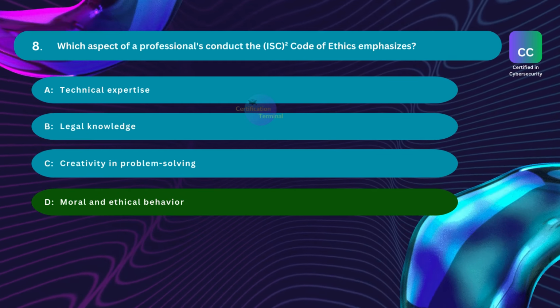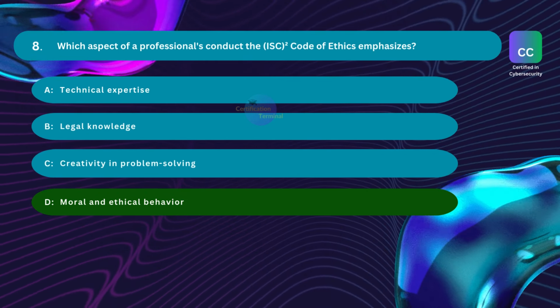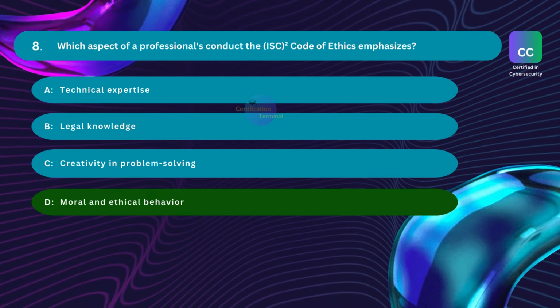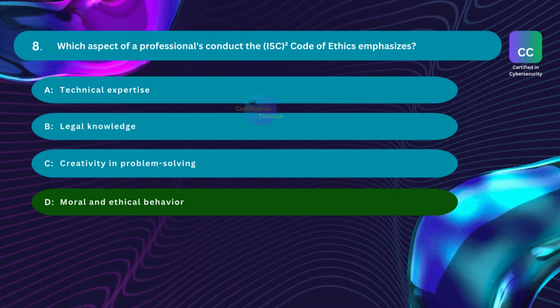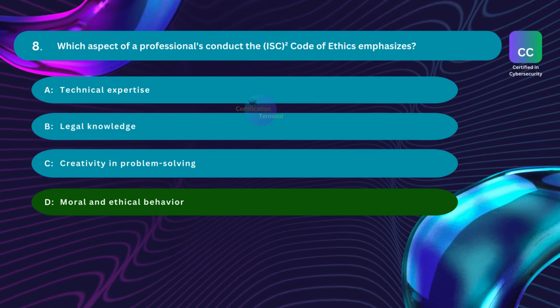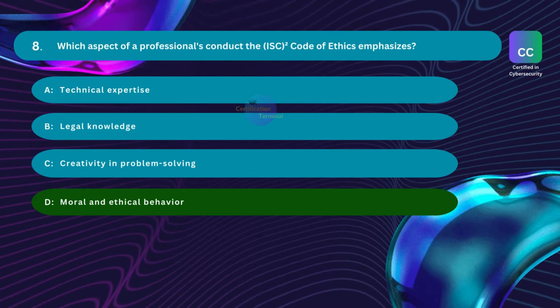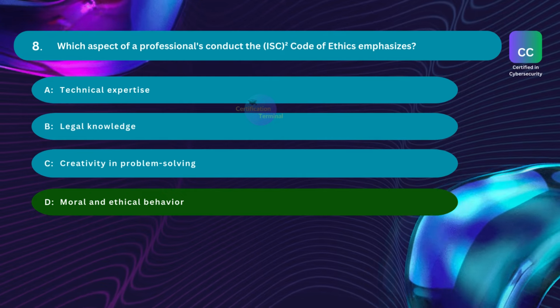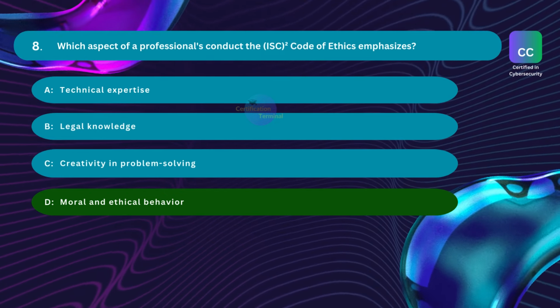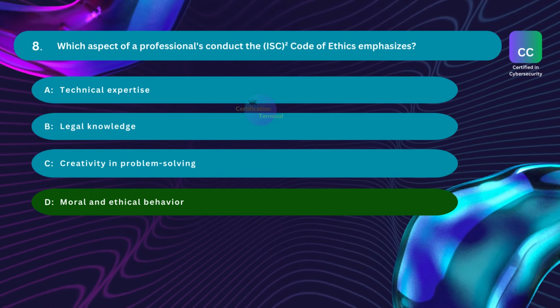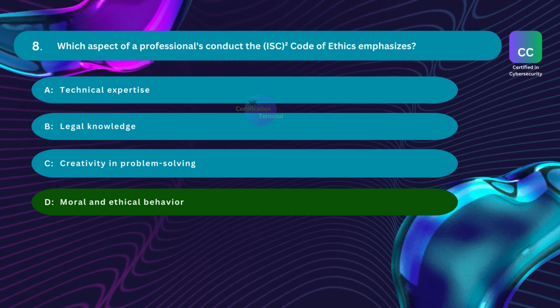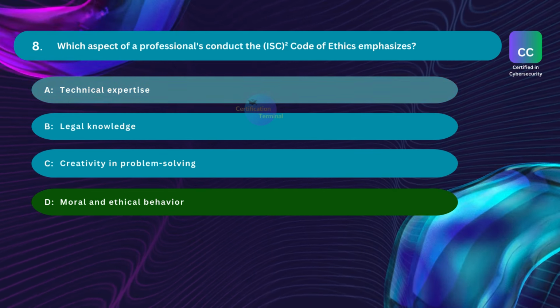The correct answer is Option D, moral and ethical behavior. The ISC Square Code of Ethics indeed emphasizes moral and ethical behavior as a fundamental aspect of a professional's conduct in the field of information security. It outlines 4 canons that cover responsibilities such as protecting society, acting honorably, and providing diligent and competent service. The code serves as a guide for ethical decision-making and professional behavior in the industry.